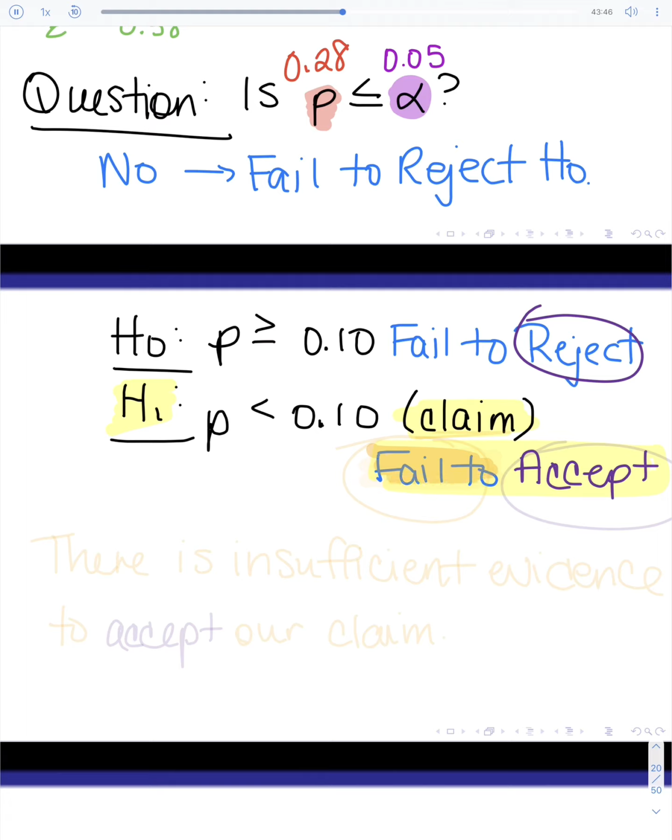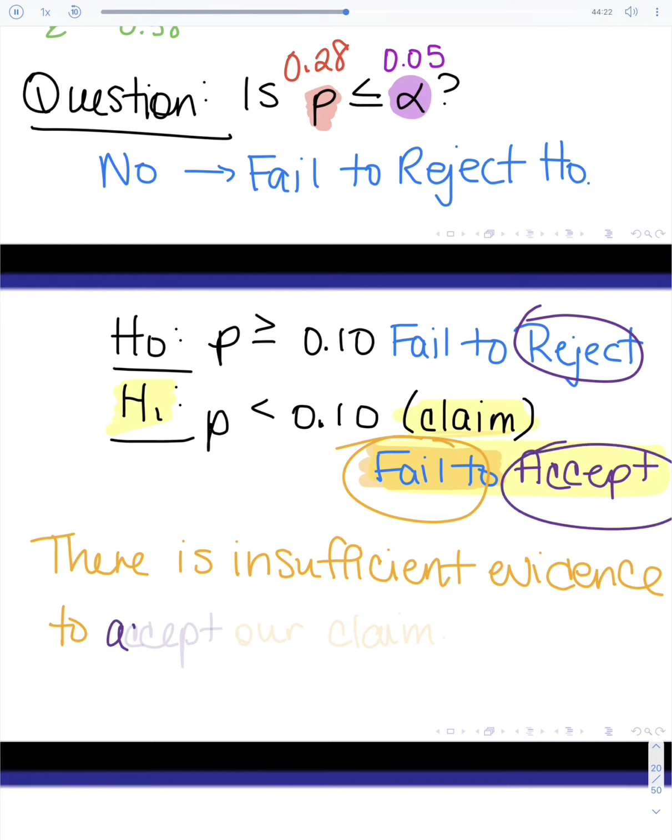So the question is, how do I translate this into a sentence? Well, failing to do anything means you weren't able to do anything one way or the other. It means your test was inconclusive. So what we're going to say, because we're failing to do something, is that there is insufficient, meaning not enough, evidence. So this is basically you saying that the test was inconclusive. Inconclusive to do what? There's insufficient evidence to, we are on our H1, accept our claim.